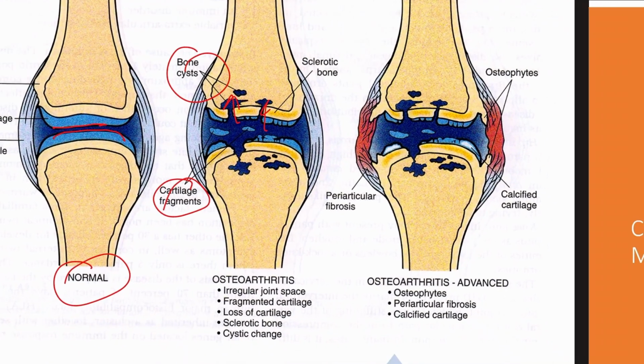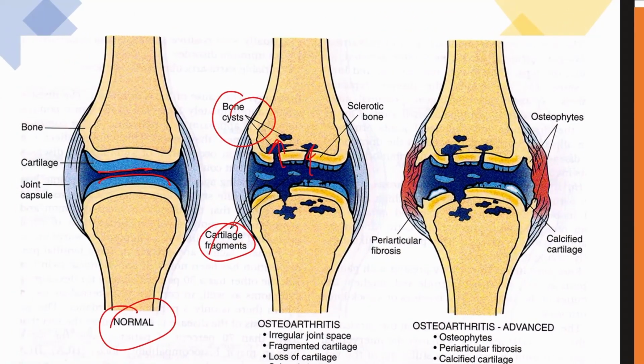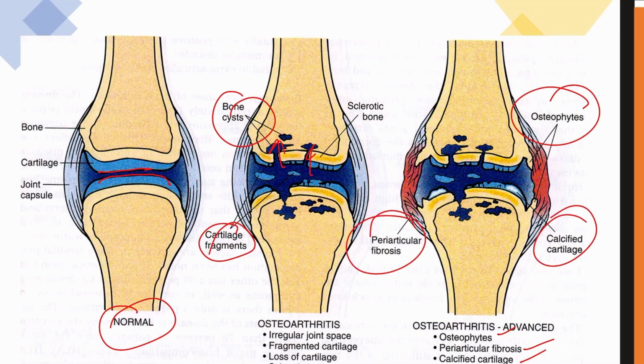On the more advanced side of things, osteophytes, periarticular fibrosis, and calcified cartilage. Here's our osteophytes, calcified cartilage, fibrosis of the ligaments of the joint capsule, keeping it all in space. So this is advanced arthritis. The middle one is kind of like in the middle. You're trying to grow it and starting to get degenerative disease.